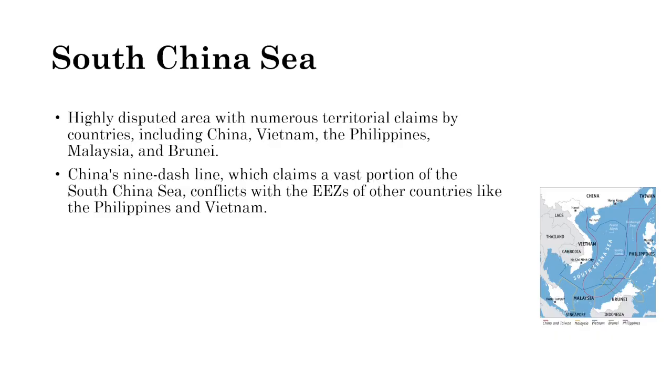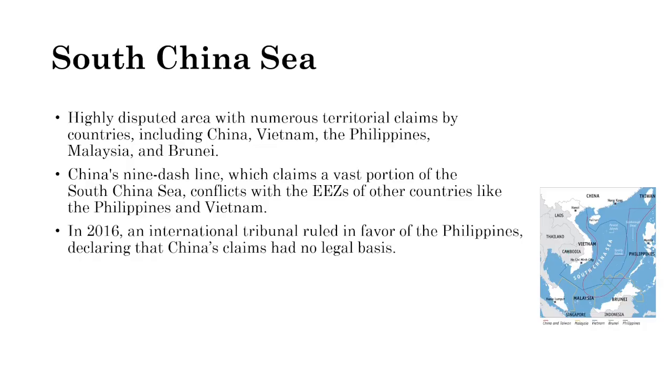So what essentially this means is that China has claimed parts of the South China Sea and says that's part of their exclusive economic zone, and parts of the zones overlap with the exclusive economic zones of other countries in the region, like the Philippines and Vietnam. In 2016, a tribunal ruled in favor of the Philippines, saying that China had no claim to any part of their exclusive economic zone.